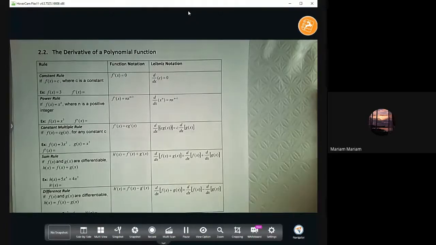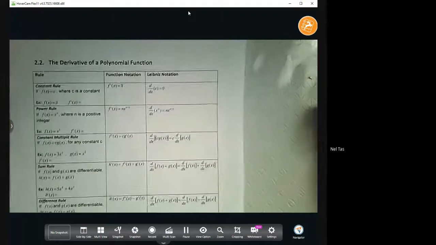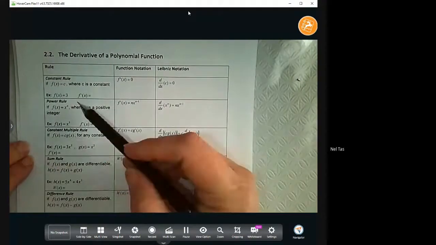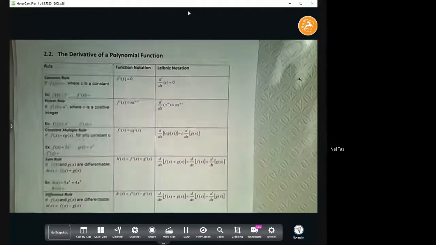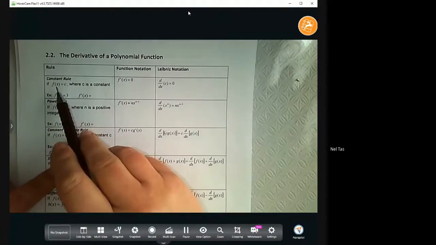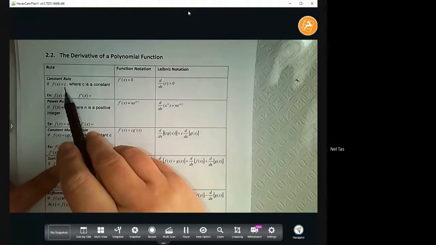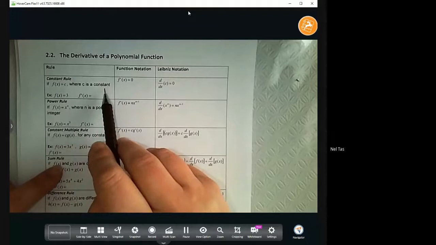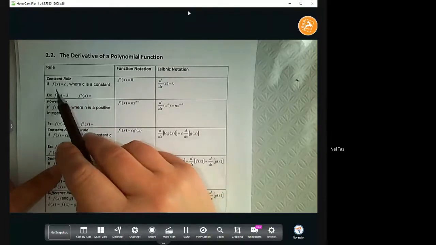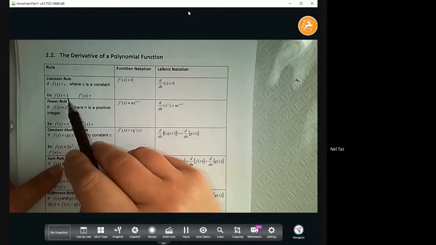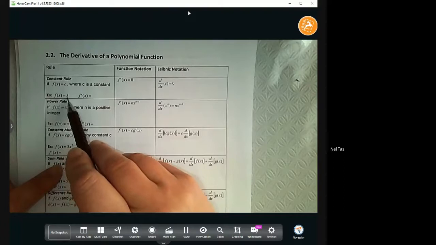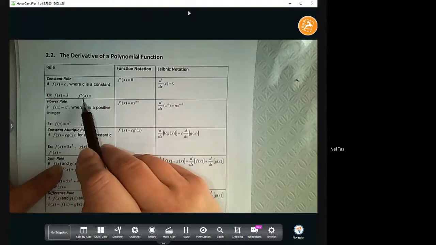All right. 2.2, derivative of a polynomial function. So we have several rules here and we will go over them. The first one is the constant rule. If we have f of x equals c, where c is a constant, like any number, it can be 3, 5, 10, right? Then the derivative of it will be 0. If you have f of x equals 3, then the derivative of it is 0.